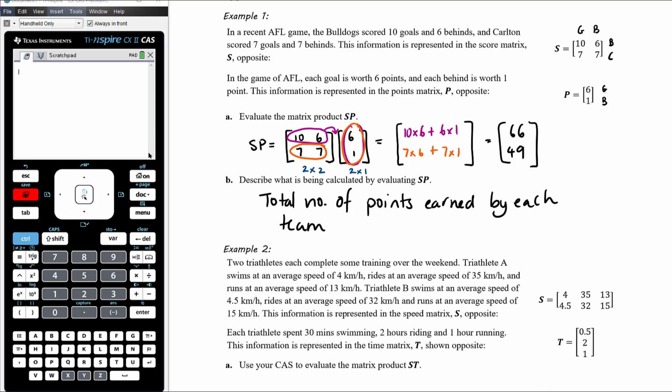So the top row, the same in the S matrix, the top row was the Bulldogs' score. The top row here is the Bulldogs' total points. The bottom row was Carlton's score. The bottom row here is Carlton's total points.